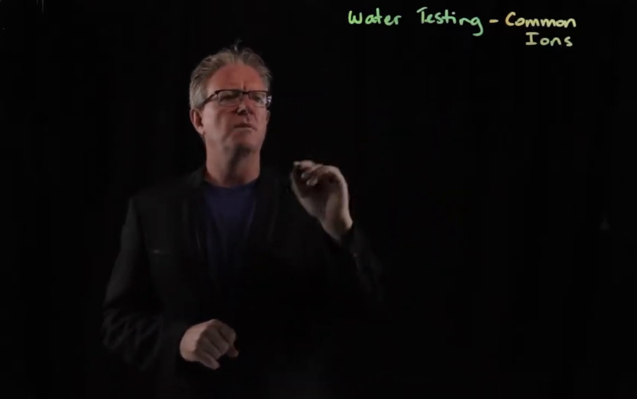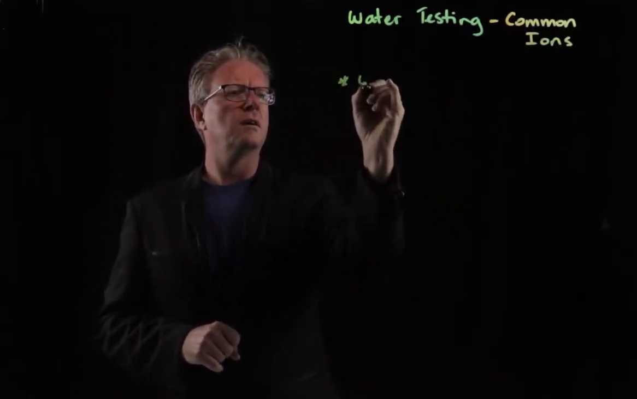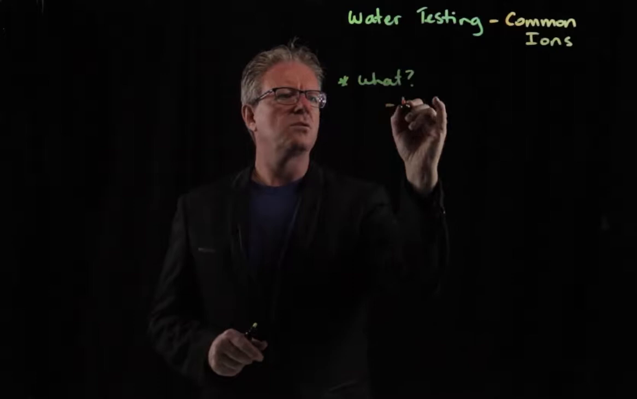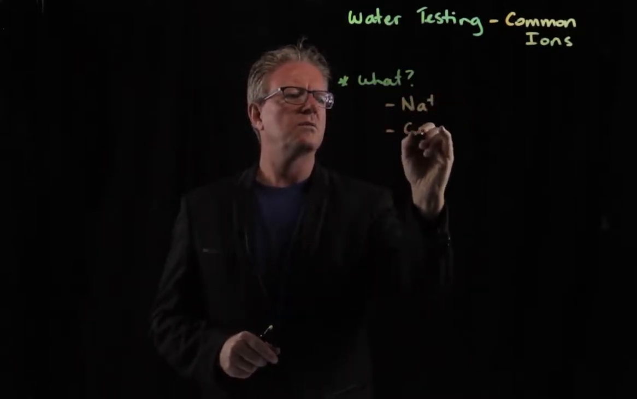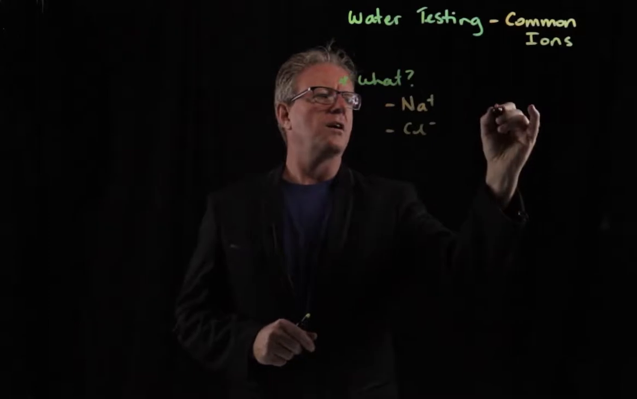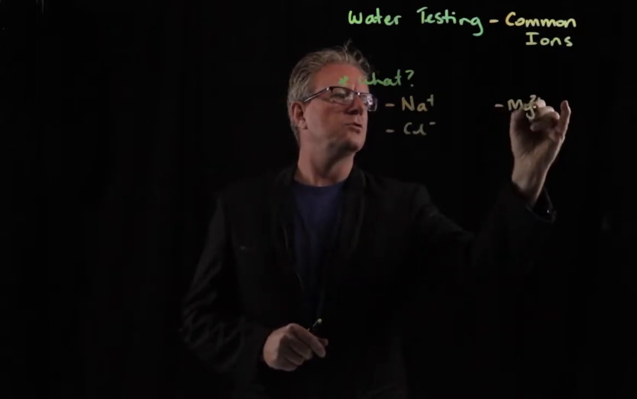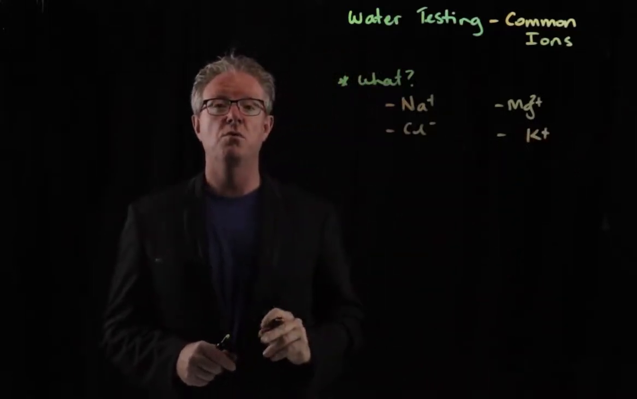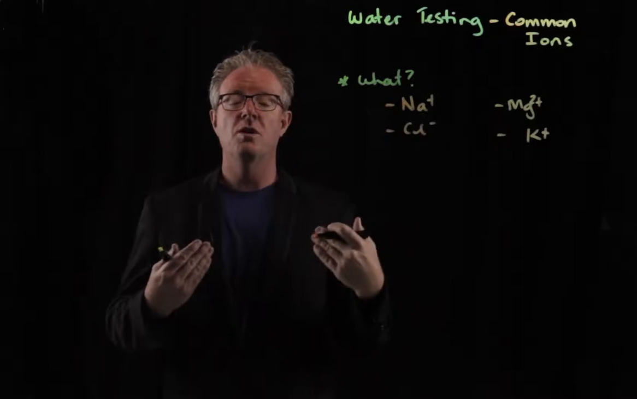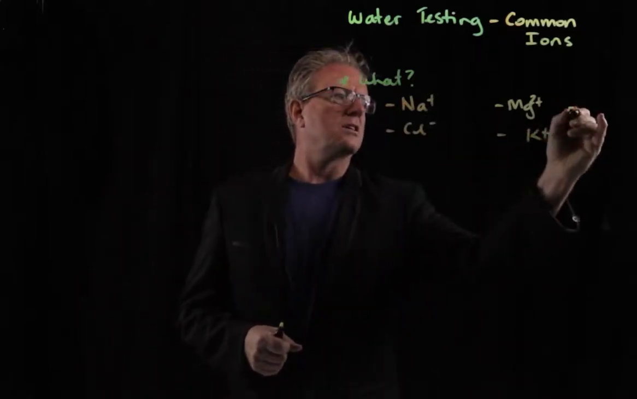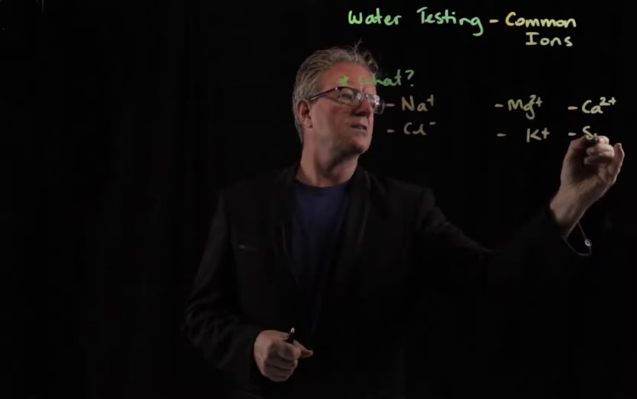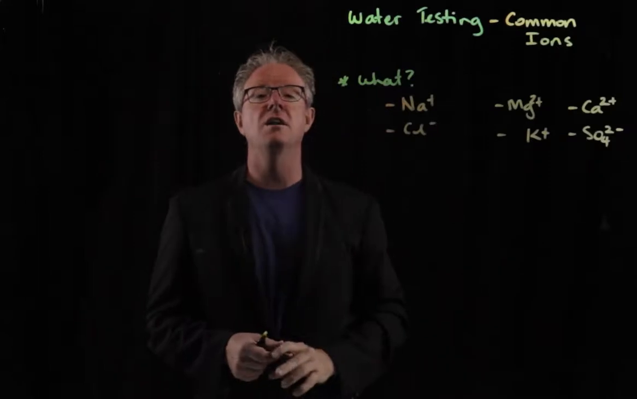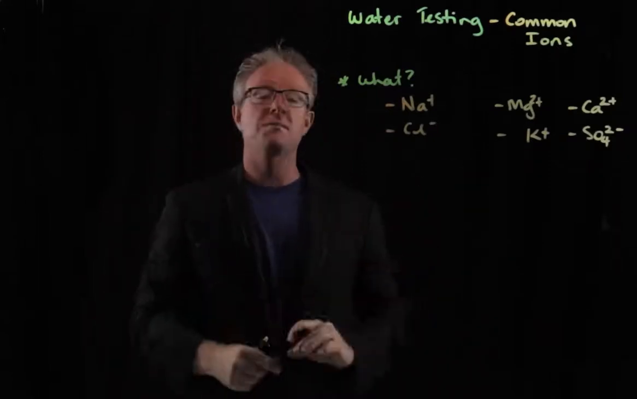But if we start talking about common ions, what ions are we talking about? There's lots of them. If you just think about sodium chloride, common salt, we've got sodium and chloride ions. We've got magnesium ions, 2+. We've got potassium ions, which are very important, and same with sodium, for nerve conduction. We've got calcium ions, sulfate ions, and there are many more, but they're common ions that you find in water bodies.